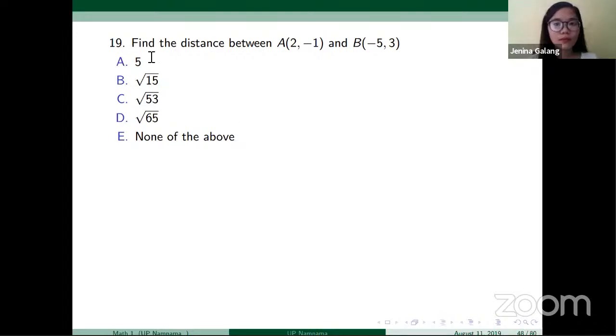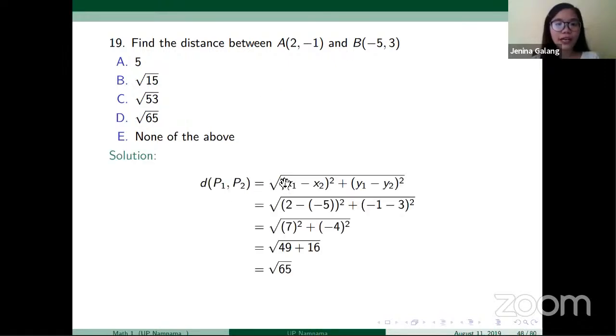So let's proceed to number 19. Find the distance between (2, -1) and (5, -5, 3). By the distance formula, we have this. Na-discuss naman natin to kanina. So plug in lang natin yung x sub 1.